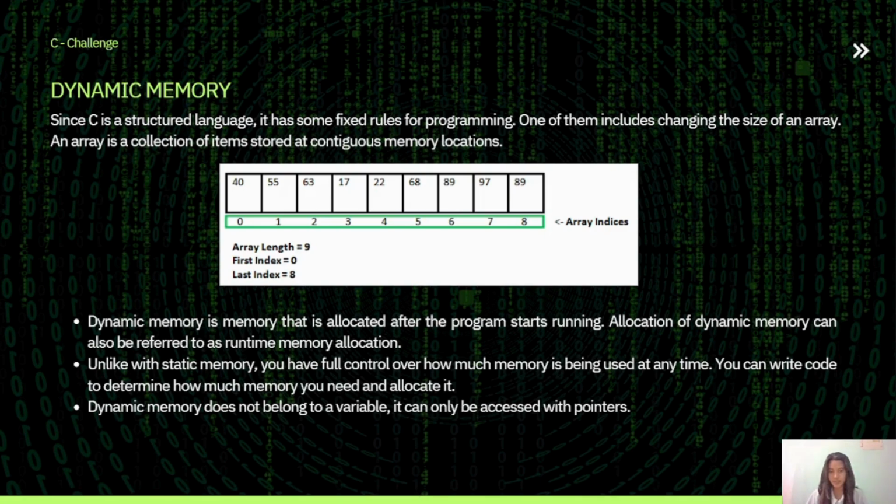Some facts about dynamic memory allocation are: dynamic memory is memory that is allocated after the program starts running. Allocation of dynamic memory can also be referred to as runtime memory allocation. Unlike with static memory, you have full control over how much memory is being used at any time. You can write code that determines how much memory you need to allocate. Dynamic memory does not belong to a variable. It can only be accessed with pointers.